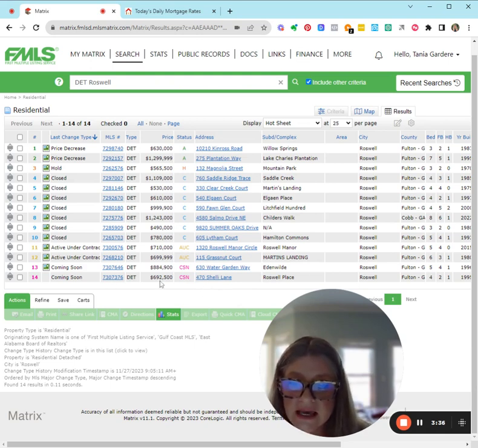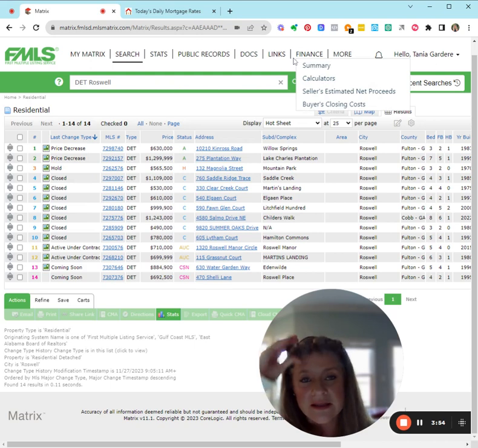Shelley Lane is $692,500. And that's the one that backs up to basically Roswell Rec and is next to the old Crabapple Middle School. And then Edenwild, which is a great community, also coming in. It'll be $884.9.